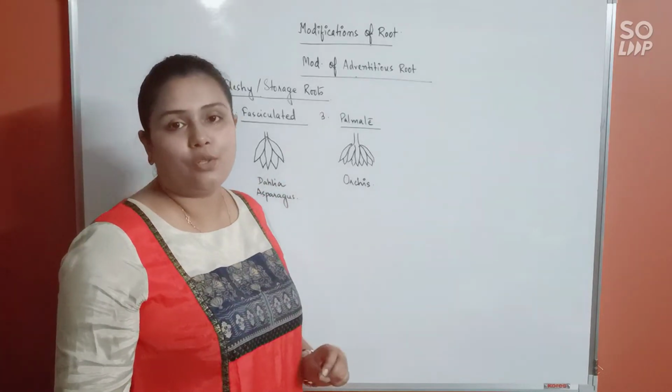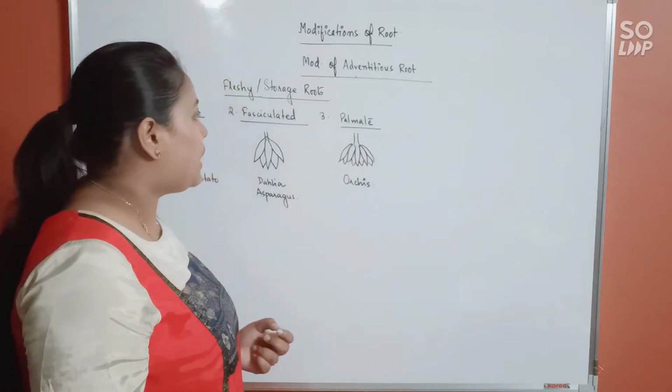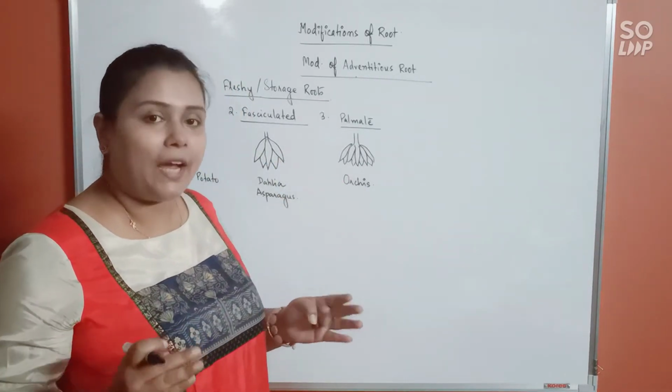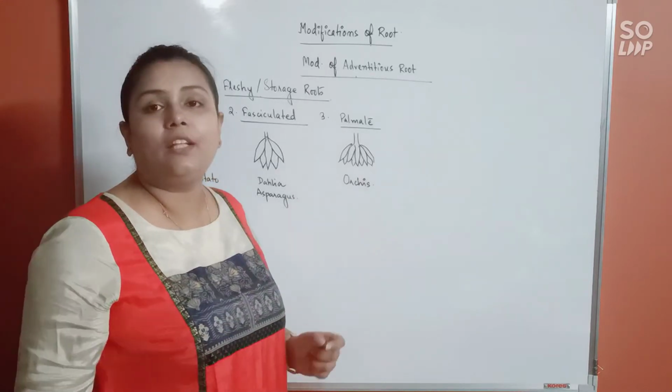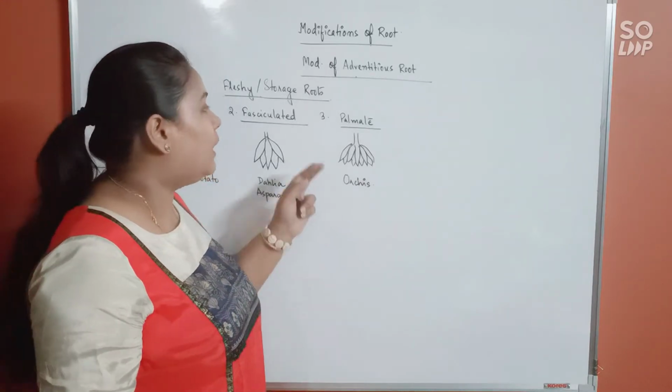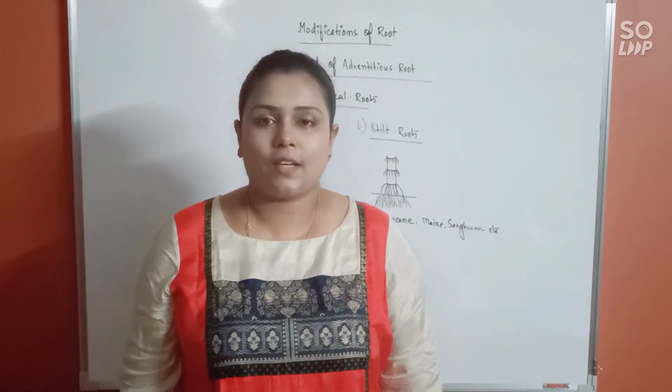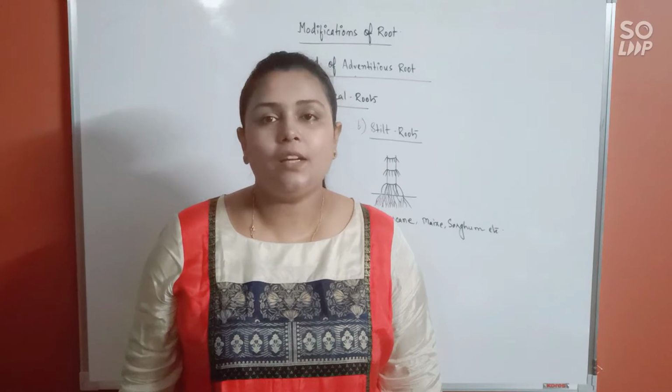Next is palmate roots. The palmate roots are also just like tuberous roots, but they will be much wider and they would appear like the human palm. Hence we call it palmate roots. Example is orchis. Now let us discuss a few mechanical roots.